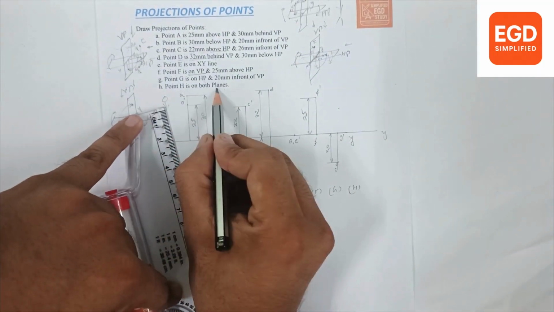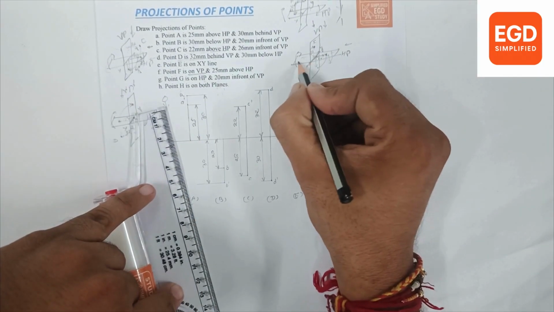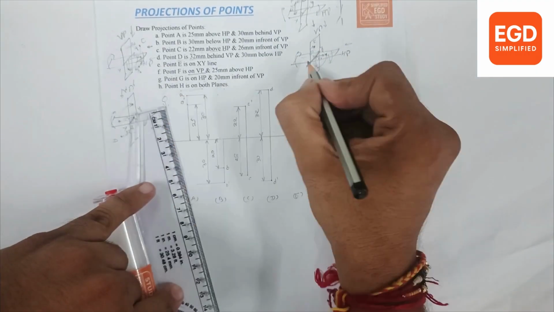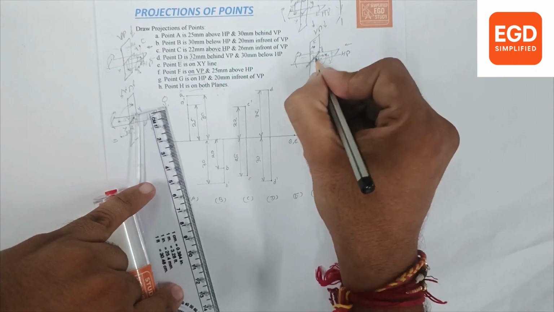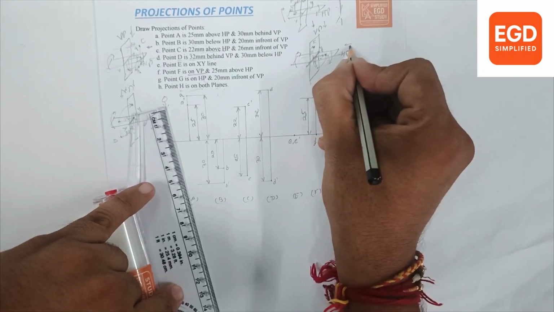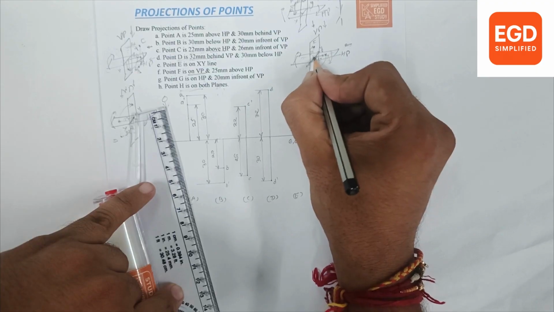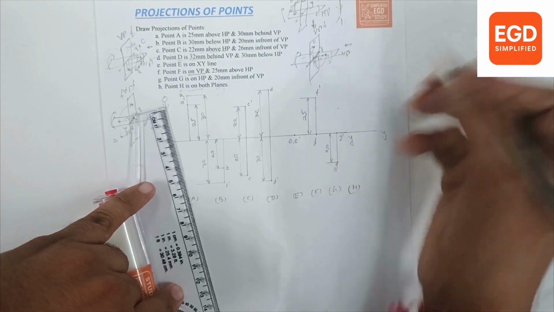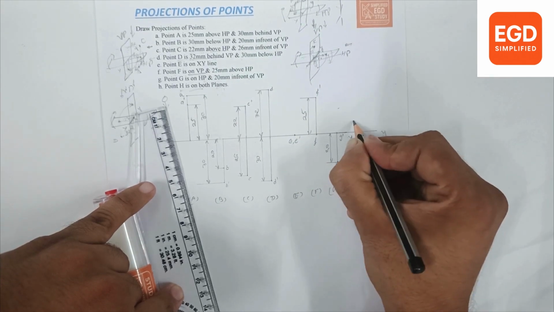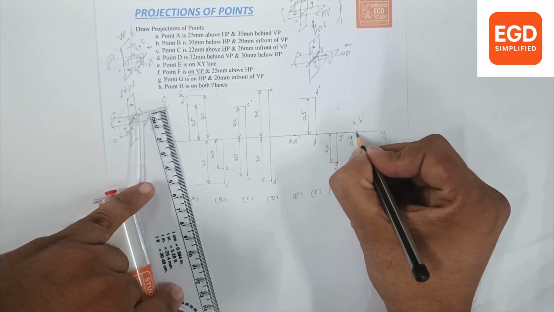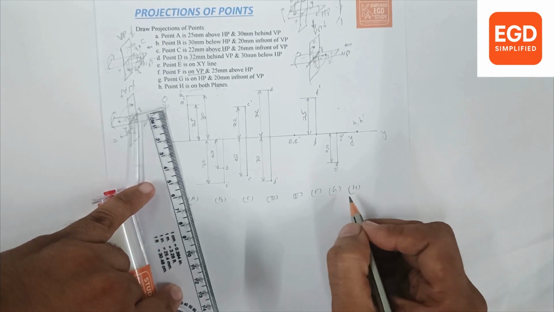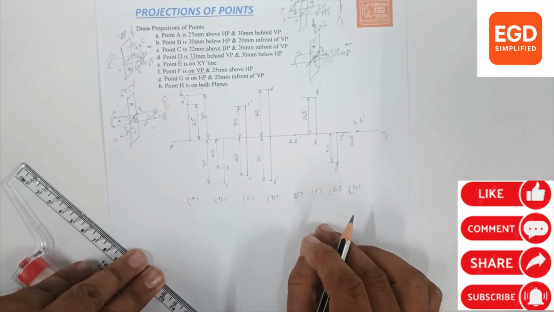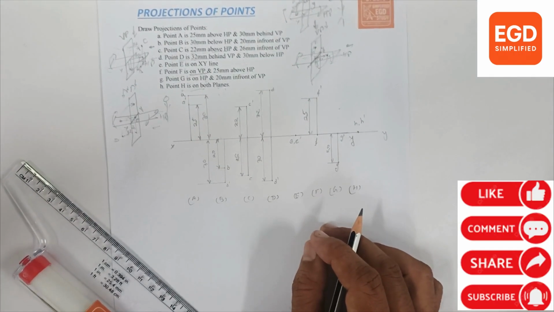Point H is on both planes. On both planes, we have only the XY line. So our point H is also on both planes, means on the XY line. So when we see from the front, H point is on the XY line, as well as when we see from the top, H point is on the XY line. So H as well as H dash, both points will be on the XY line. So by this method you can plot projections of points.